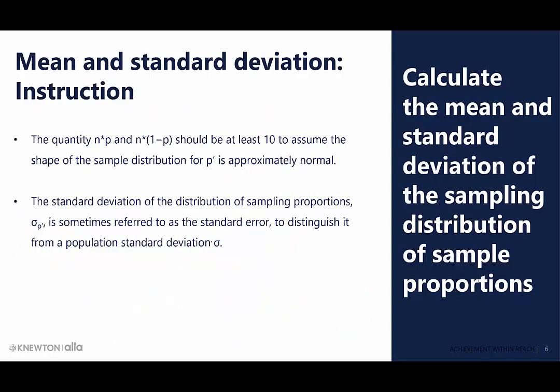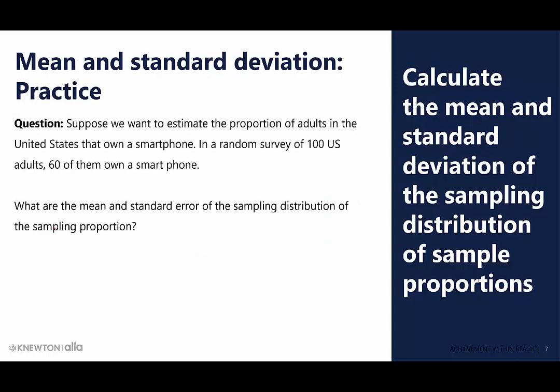All right, and as I said before, the important part of the central limit theorem says n times p and n times 1 minus p should be at least 10. And that standard deviation, that sigma p prime, that's called the standard error. And you've heard that term before if you were watching the previous videos. All right, here we go. So this will hopefully clear it up for you guys.